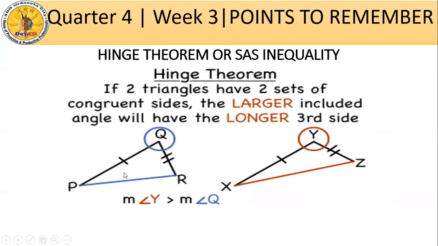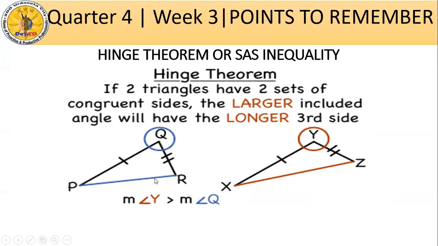So in our figure here, we have triangle PQR and triangle XYZ. The congruent sides are line segment PQ and line segment XY. Another, QR is also congruent to YZ. So these two triangles have two sets of congruent sides. But in here, the larger angle is opposite the longer side.